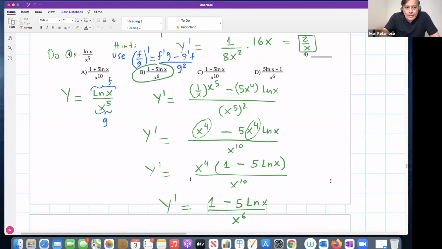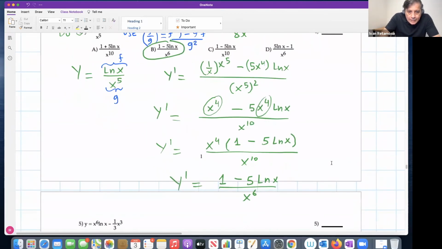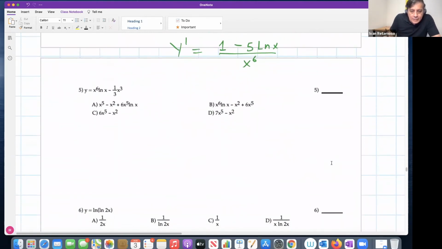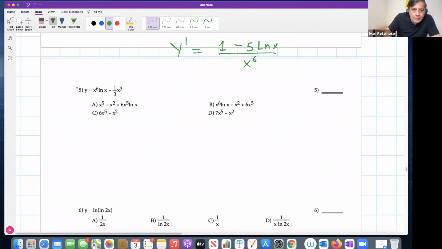Okay, so this is in case they ask you for the quotient rule. Now, this is the product rule. Can you try this? And then we will move on to this guy. And I think we have to now explain how to use the properties. Try this: y equals x to the 6 natural log of x minus 1/3 x to the 3rd.